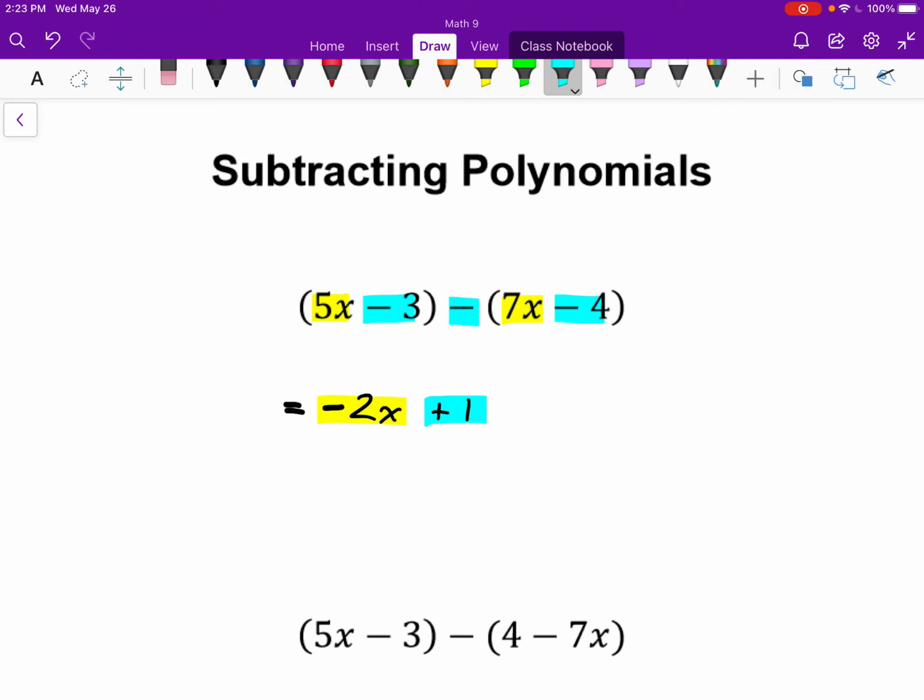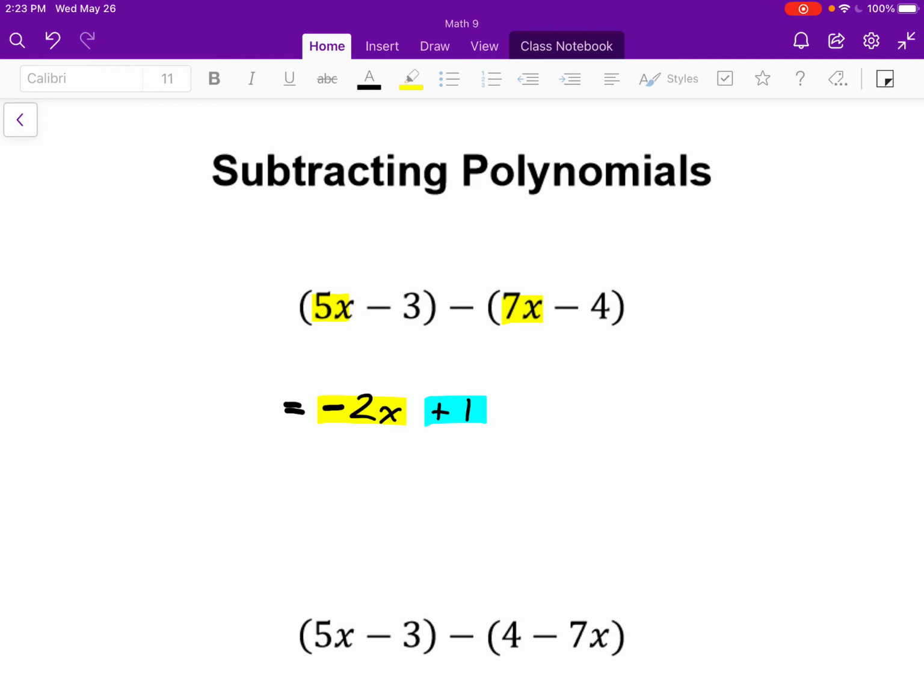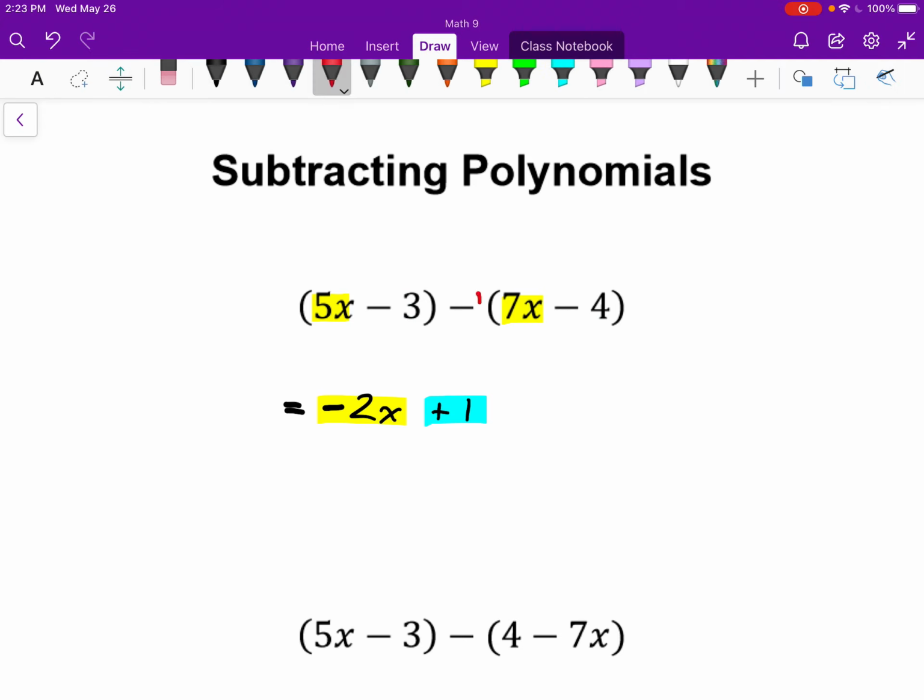Now I'm done. However, it's really easy to make mistakes, especially with this positive 1 I wrote down, because there's a lot of negatives going on here. And so one thing that's quite helpful that I would recommend quite often is, as soon as you see that you're subtracting, just put a 1 right here. And imagine that this is minus 1 times 7x minus 4. I haven't changed anything. You can go 1 times anything, it doesn't change it. But if you put a 1 there, you can now imagine distributing this minus 1. And so if you do that, we will get the same answer.